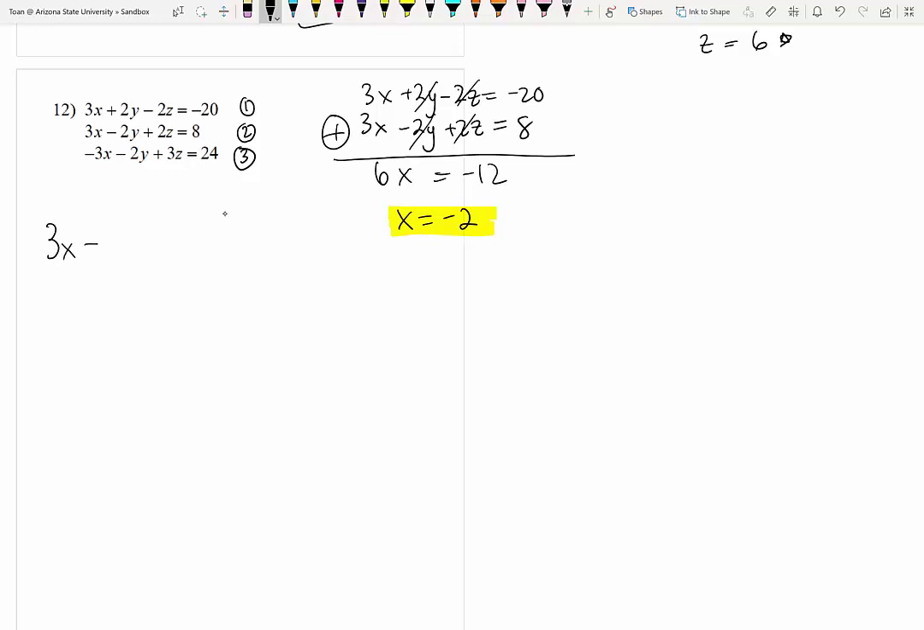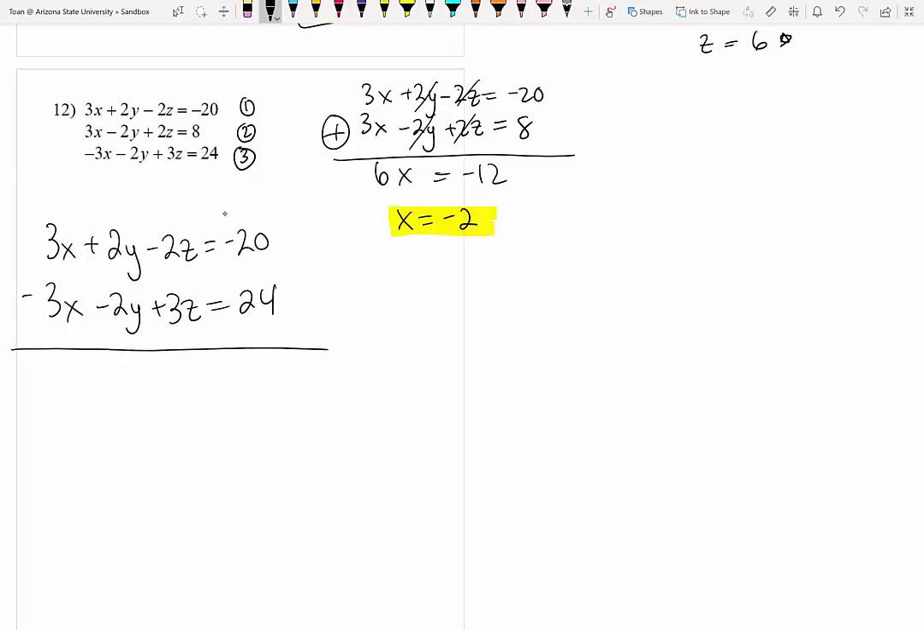So equation 1, 3x plus 2y minus 2z equals negative 20. Equation 3, negative 3x minus 2y plus 3z equals 24. And then we have to eliminate the same variable as before. Now in step 1, we eliminated the y's and the z's. So in step 2, I need to either eliminate the y's or eliminate the z's.